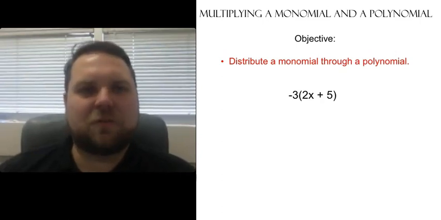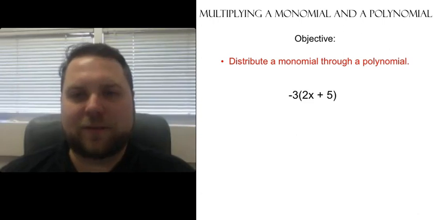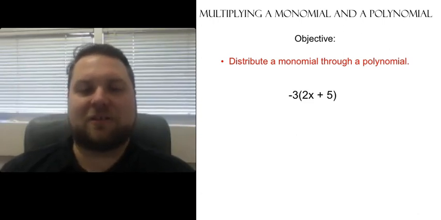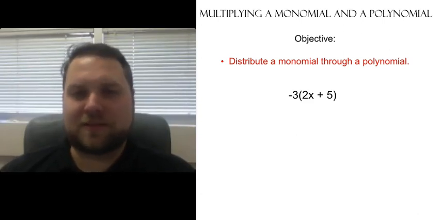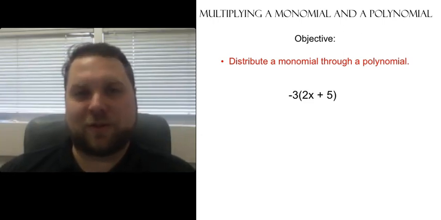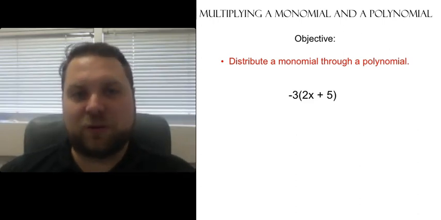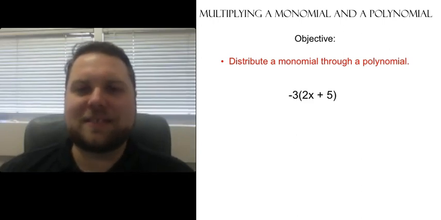Hey guys, in this video we're going to learn how to multiply a monomial times a polynomial. Now in the last video we looked at how to do a monomial times a monomial, so that's the most simple polynomial times the most simple polynomial. What we're going to look at now is what happens if we have the most simple polynomial times one that could be as complicated as we want. And the good news is you already know how to do it.